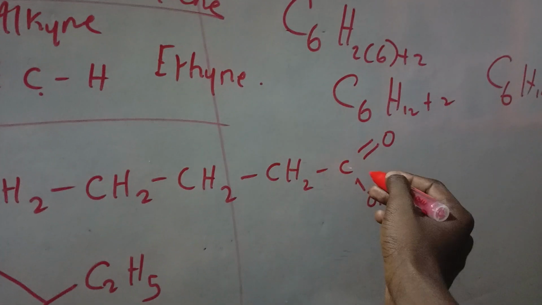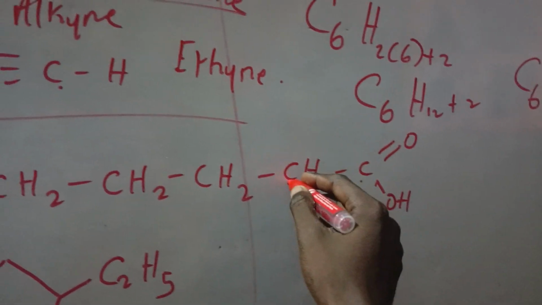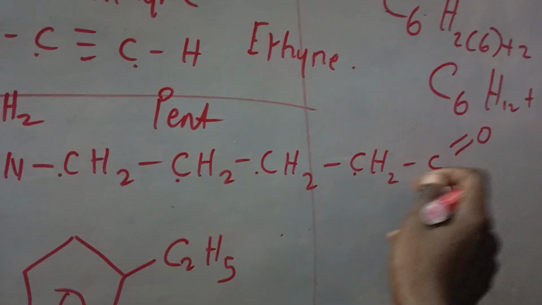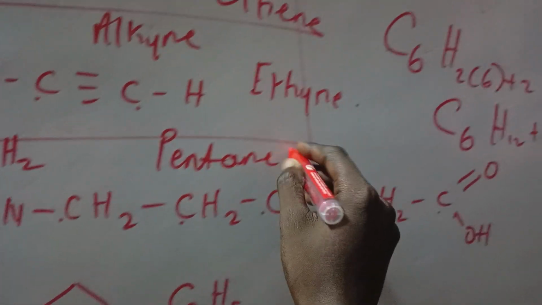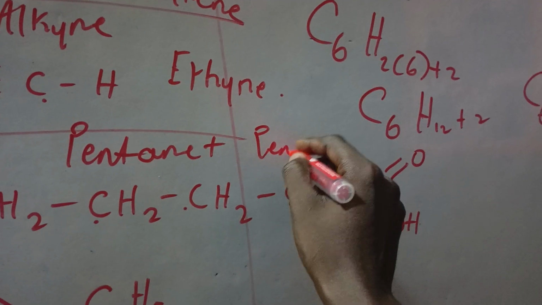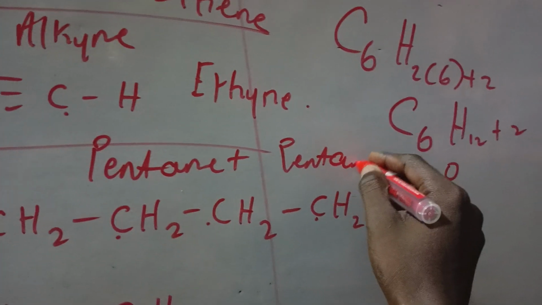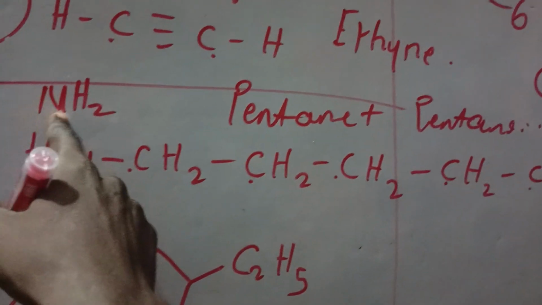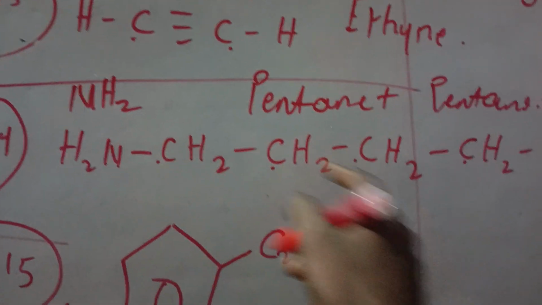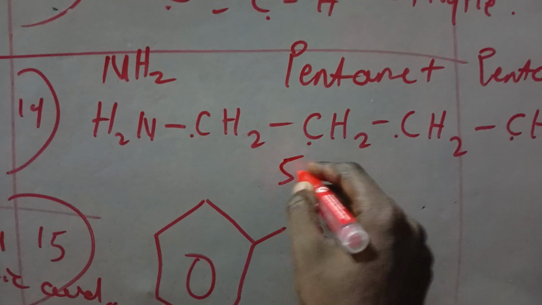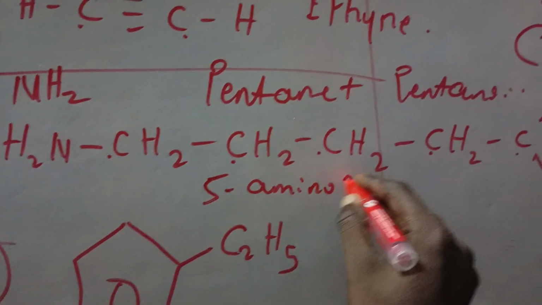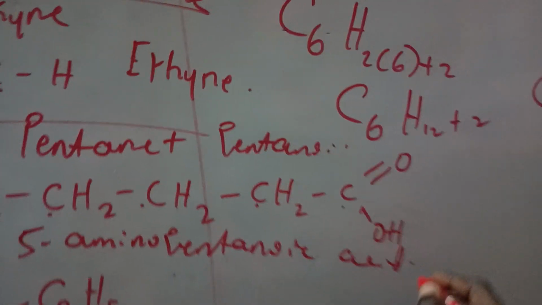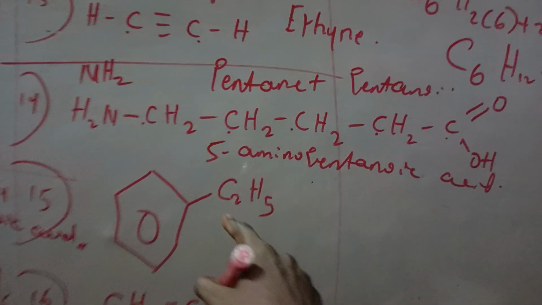So follow the rule. Carbonyl carbon is carbon number 1. So this is carbon 1, carbon 2, carbon 3, carbon 4, carbon 5. That is pent. Single bond. I know this is pentane. Under alkanoic acid, this is pentanoic acid. I have NH2 amino, and the amino is attached to the fifth carbon atom. So if I'm to give the IUPAC name of this number 14, this is 5-amino pentanoic acid, straight up. 5-amino pentanoic acid. And the next one is C2H5.